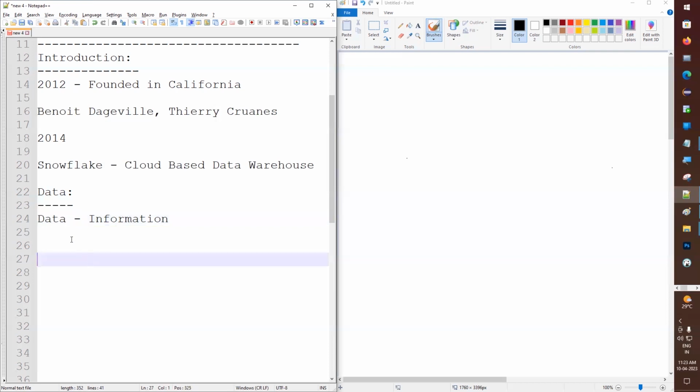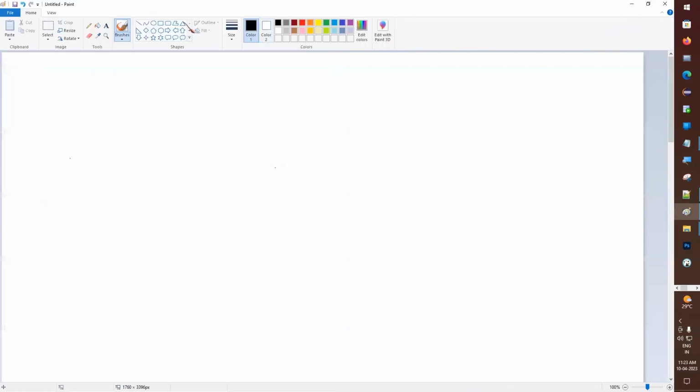So this is how the business is going. Without data, no one can run the business. Business is working based on the data only. If we look at how Amazon is working, if we go to Amazon, this is what Amazon is.